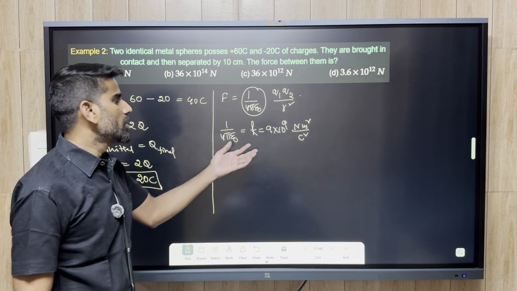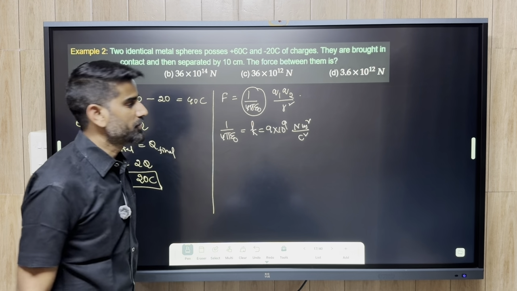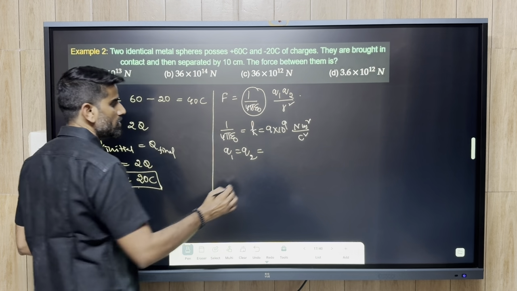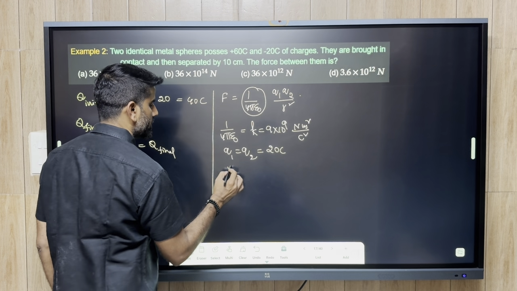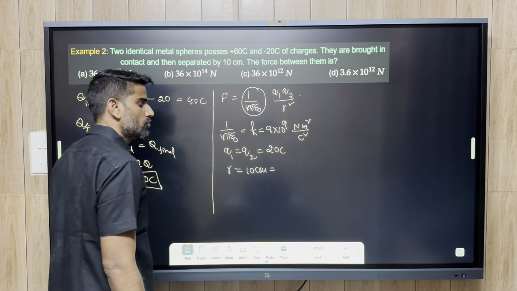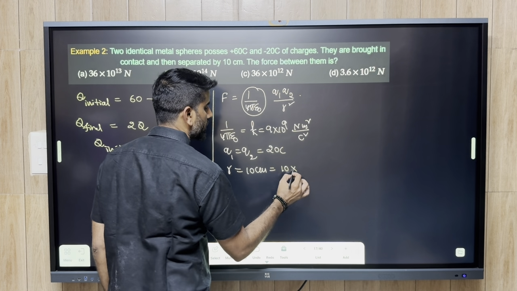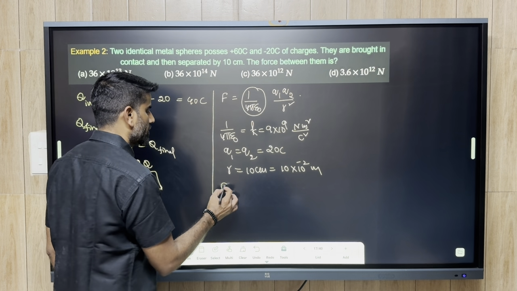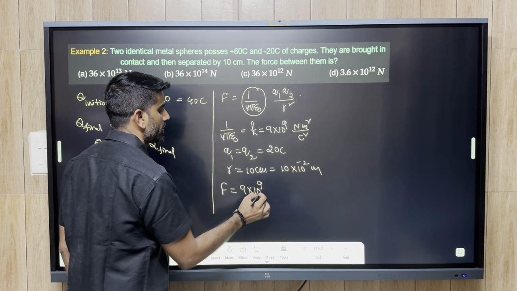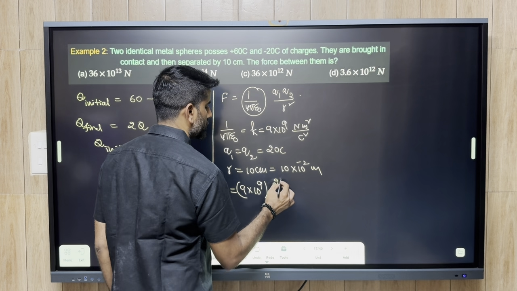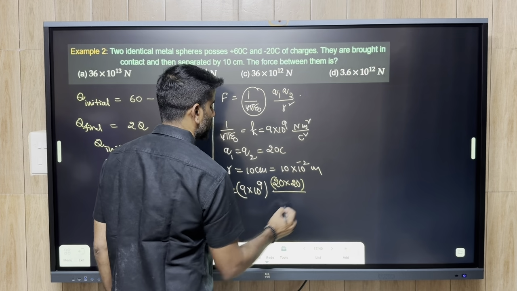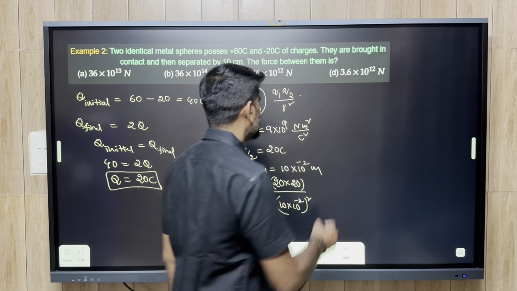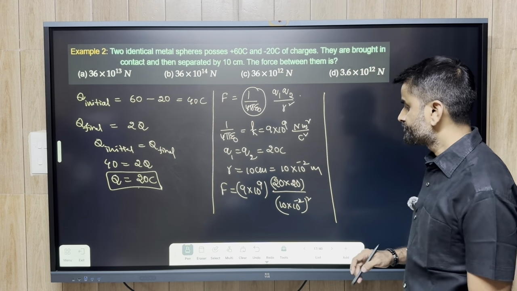I am writing the units every time because you will be able to remember them if you look at the units multiple times. Q1 is equal to Q2, which we have got as 20 coulombs, and R is given as 10 centimeters, which converted into SI units is 10 times 10 to the minus 2 meters. If I substitute all these values, what am I getting? F is equal to 9 into 10 to the 9, Q1 and Q2, which are 20 and 20, upon 10 into 10 to the minus 2 whole square. Let's solve this one.